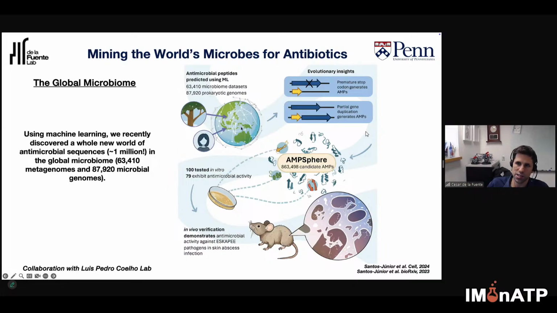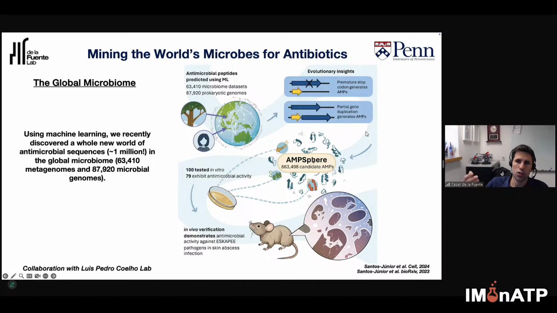And with machine learning, we sampled all of this genetic information. Amazingly, we were able to identify almost 1 million new antibiotic compounds encoded in all of this microbial dark matter, which was really incredible. We have released all of this data publicly to anyone that wants to access it, fully open access, in a website that we call AMP Sphere.